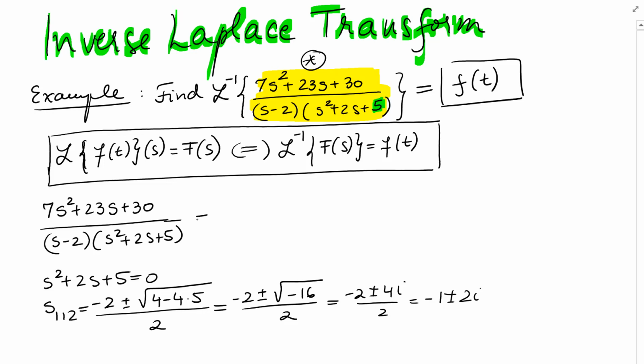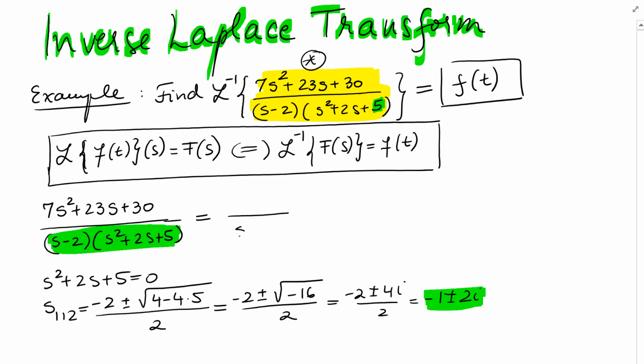Well, first of all, I want to know for sure that my denominator is in the simplest form. s minus 2 is s minus 2, I cannot simplify it more. And s squared plus 2s plus 5, we try to see if we can factor it, but the solutions are complex numbers, so we cannot factor it in real numbers. So this is how we're going to break it down using partial fractions.